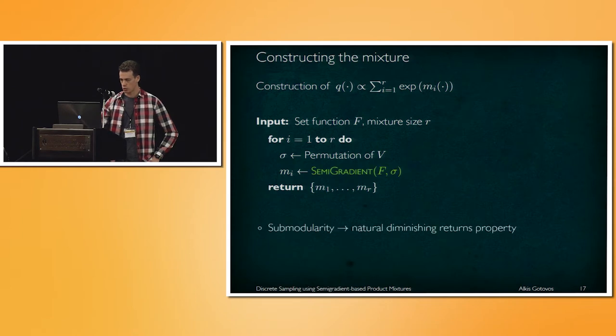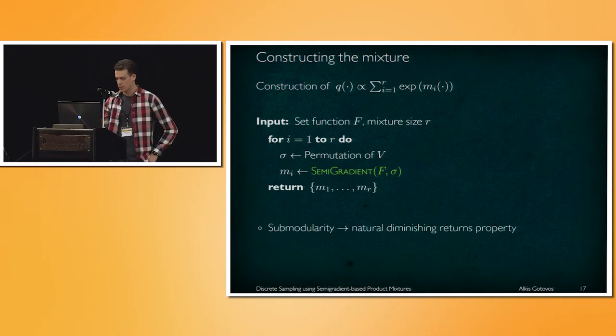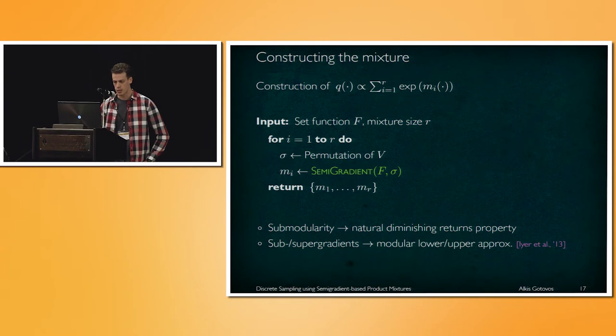And I want to quickly just talk about the second part first. So what we propose to use for this approximate modular function is what are called semigradients. If you don't know anything about those, in like two words, they're very much related to submodularity. So submodularity is a natural diminishing returns property that has been used a lot in discrete optimization. And it is known that submodular functions have these modular lower and upper approximations, which are called sub and supergradients. So they're kind of the discrete analog of a linear function in the continuous convex setting.